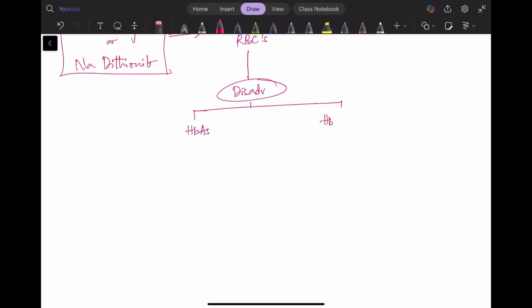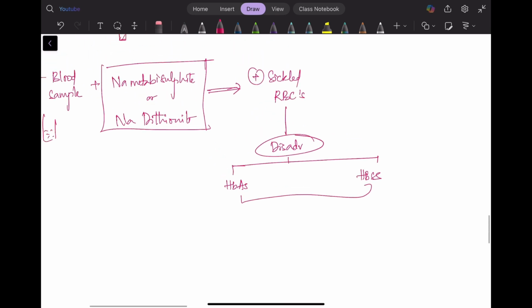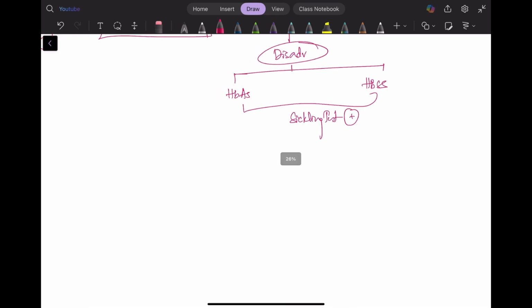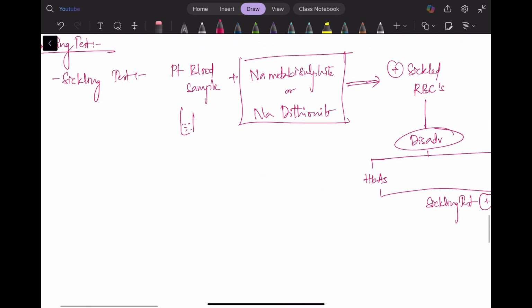It may be a carrier or it may be the disease. We won't find the difference. It will be positive in both. The sickling test will be positive in carriers or diseased persons. So we can't say whether you are a carrier or a diseased person. If he is diseased, we have to treat him immediately.